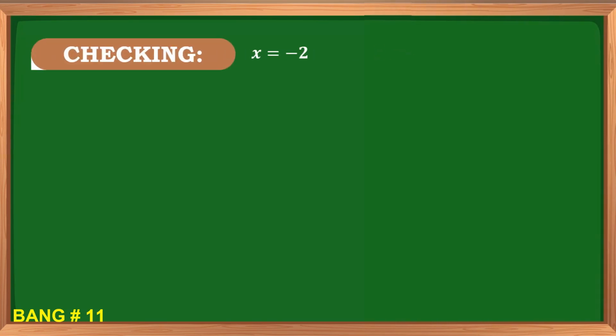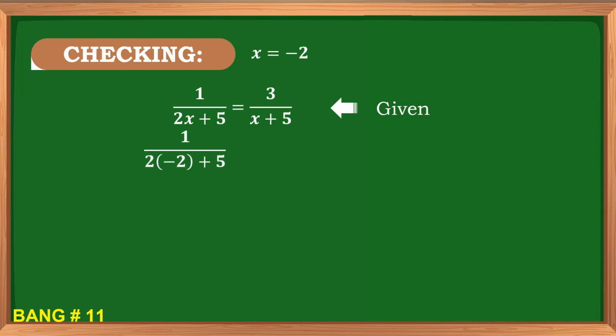And now, let's do the checking. Substitute the value of x to the original equation. Given the equation 1 all over 2x plus 5 is equal to 3 all over x plus 5. Next, let's do the substitution. So 1 all over 2 times the quantity negative 2 plus 5 is equal to 3 all over negative 2 plus 5. And then we perform the operations and fractions.